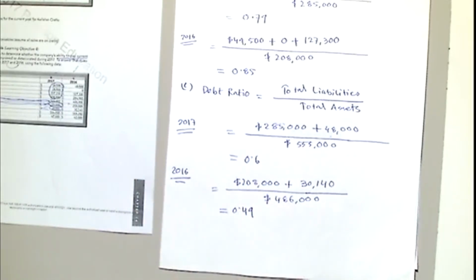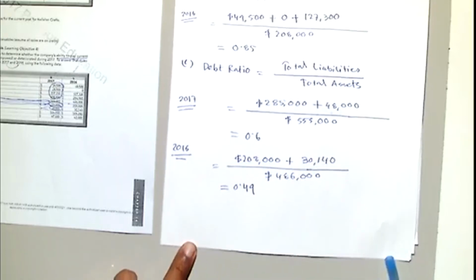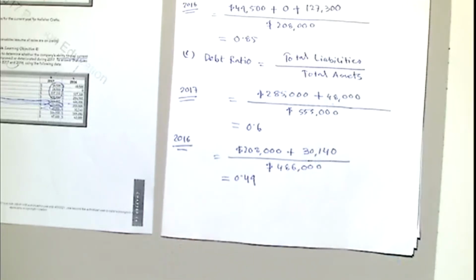And what's your ratio? 0.49. For debt ratio, you have to tell me higher is the better. True or false? False. Debt ratio, you always want to keep your debt low, right? So what do you say about their debt ratio or their loan payment capabilities if you compare 16 to 17? The company seems to be riskier or less risky? Riskier.